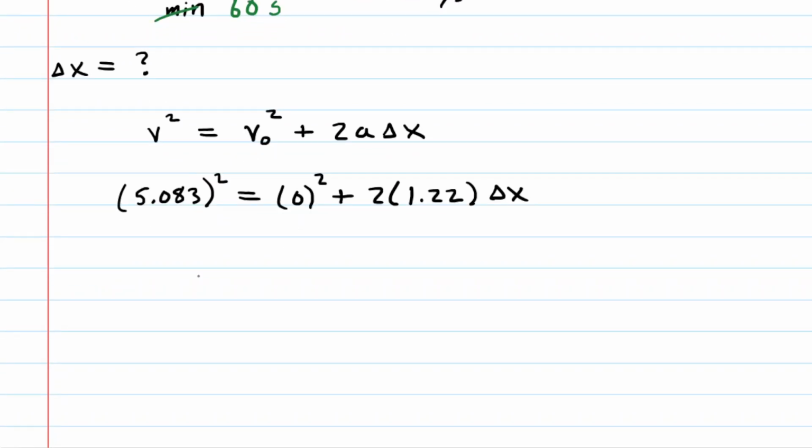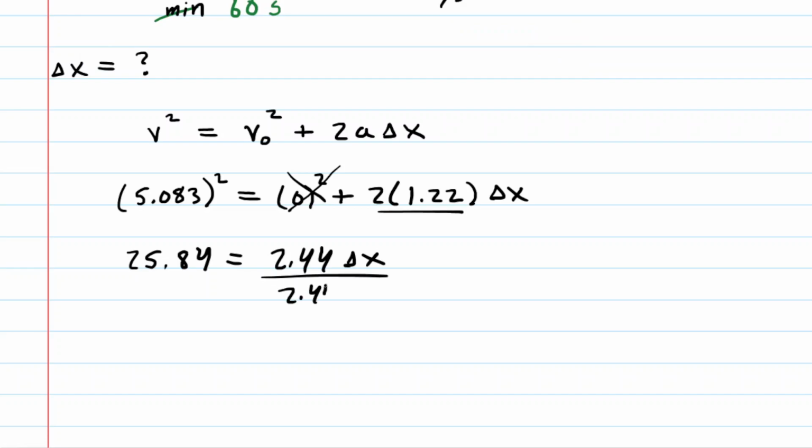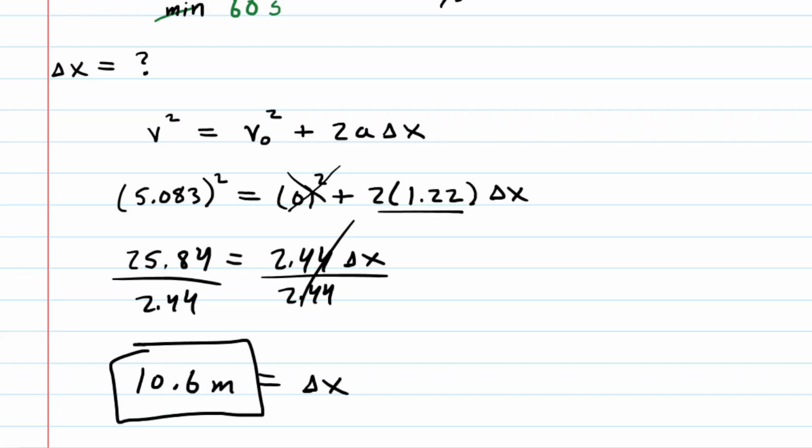Now we can go ahead and eliminate this term here. This is just 0 squared, and we can square the left side as well. We end up with about 25.84. We can also multiply 2 by 1.22. This gives us 2.44 times delta x. And then finally, let's just divide both sides of this by 2.44. And when we do that, we should get a delta x of approximately 10.6 meters. So that is how far the elevator cab has traveled in that first segment of the journey. This is the correct answer to part A.